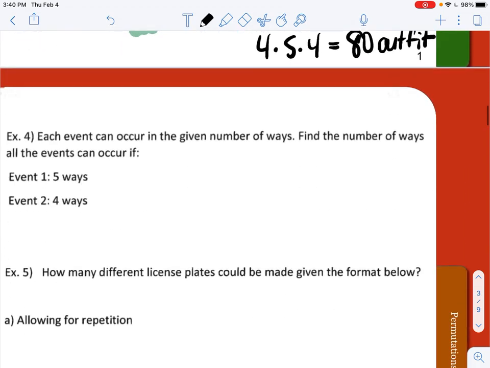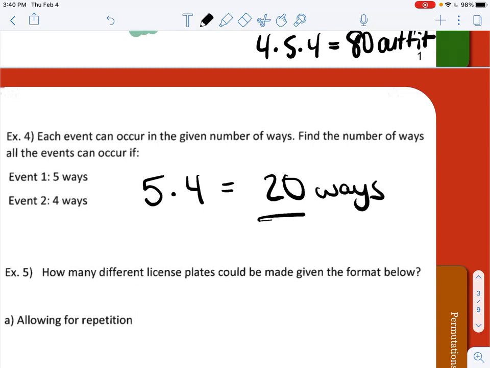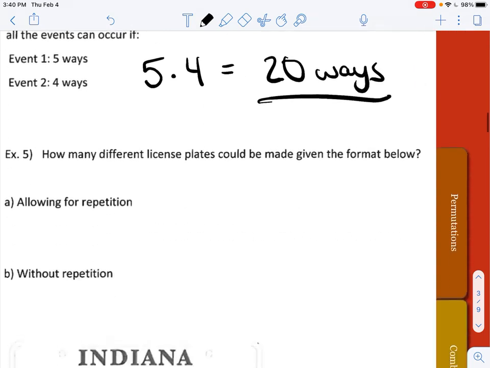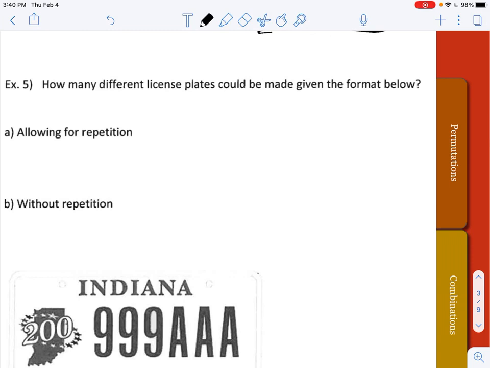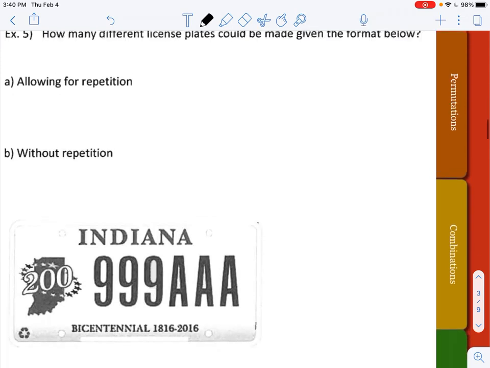Okay. Go again. Each event can occur in the given number of ways. Find the number of ways all the events can occur. Well, if event 1 occurs 5 ways and event 2 can occur 4 ways, we could write out that tree diagram, or we can just use the fundamental counting principle and get a total of 20 ways this could occur. Now these next two I think are pretty fun. How many different license plates could be made given the format below? This is a little trickier because we have to think about some things.